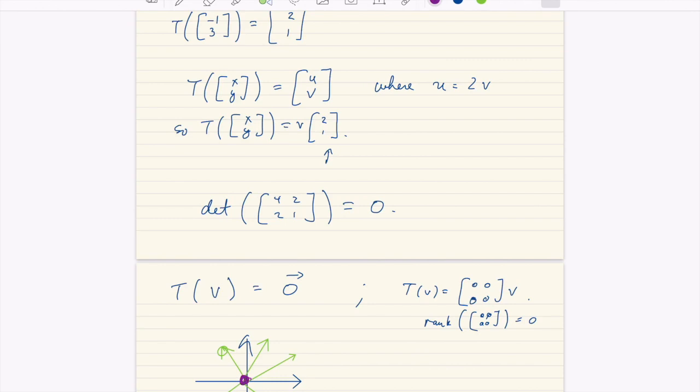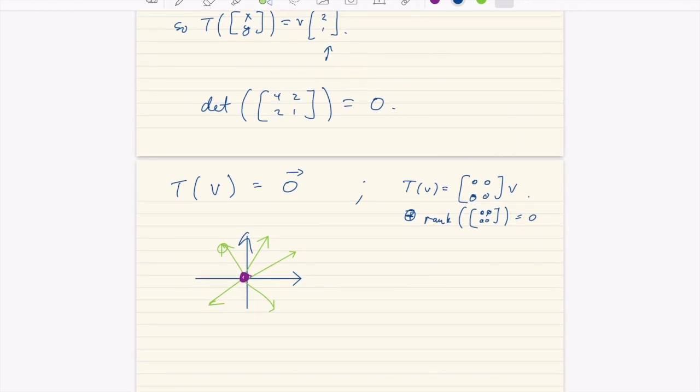That's it. That's what this linear transformation does. Take any vector, send it to the origin. And the rank of the 0 matrix is 0. So we'll just keep those thoughts there, and we'll talk about that in a little bit more detail next time.